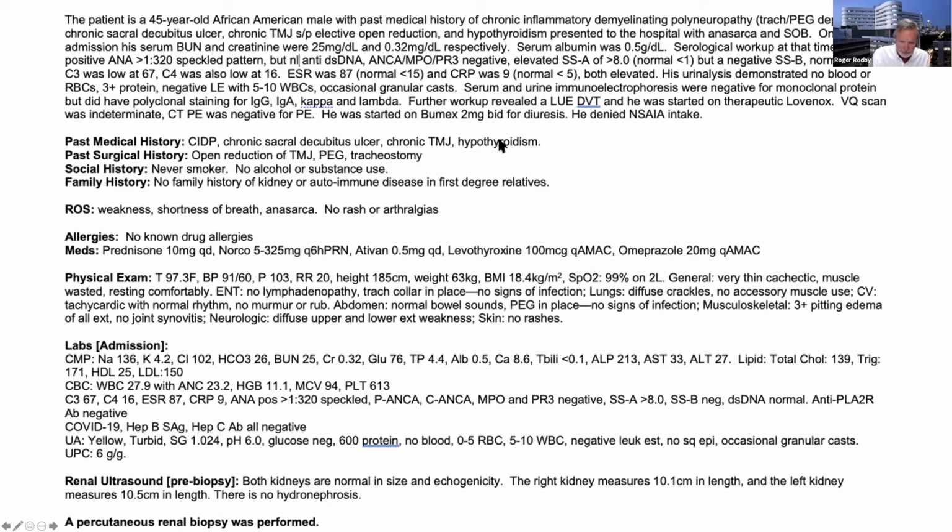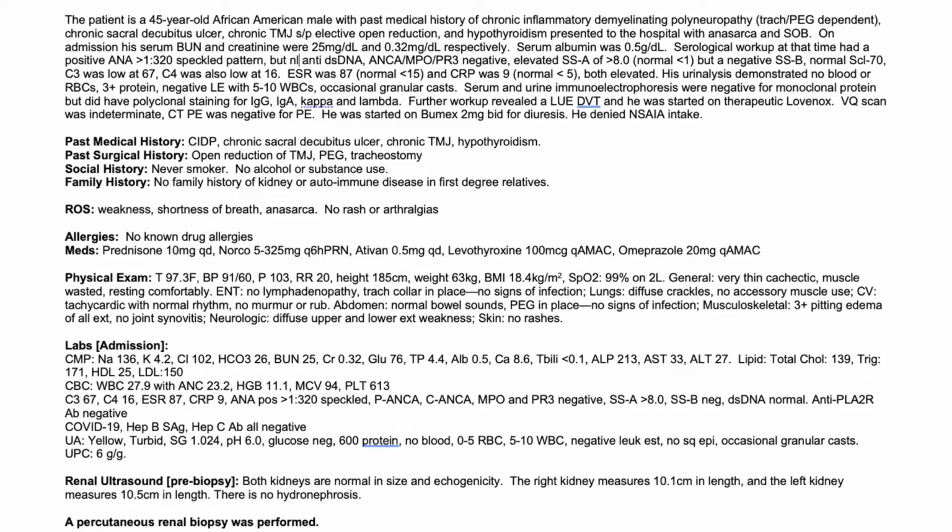Take it away. The patient is a 45-year-old African-American male with past medical history of chronic inflammatory demyelinating polyneuropathy. He's trach and PEG dependent because of this. Chronic sacral decubitus ulcer, chronic TMJ status post elective open reduction, and hypothyroidism. He presented to the hospital with anasarca and shortness of breath. On admission, his serum BUN and creatinine were 25 and 0.32, respectively. His serum albumin was 0.5 grams.